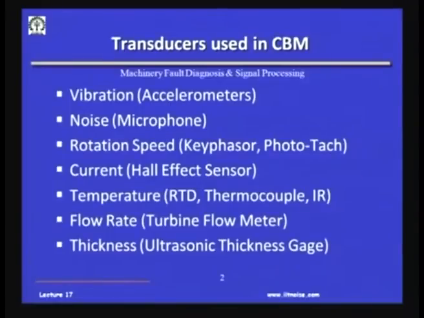Well, to briefly discuss in a nutshell, the transducers which are used in CBM for vibration are usually accelerometers. Whatever you see within the parentheses in the slide are actually the names of the transducers. So, the mechanical parameter vibration is measured by accelerometers. The noise or sound which machineries radiate is measured usually by a microphone.